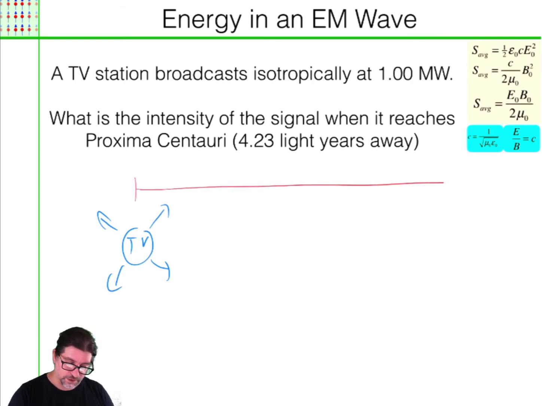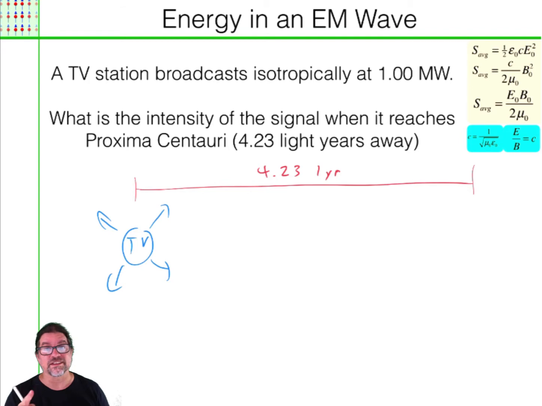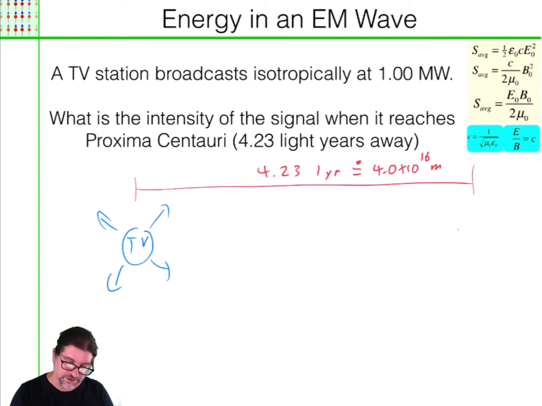So 4.23 light years. 1 light year is the distance that light travels in 1 year. That's a very large number. And when you calculate it, if you were to convert it from light years to meters, it's approximately 4.0 times 10 to the 16 meters. So very far away. And that's how far. So what is the intensity? The further away it is, the lower the intensity is going to be.